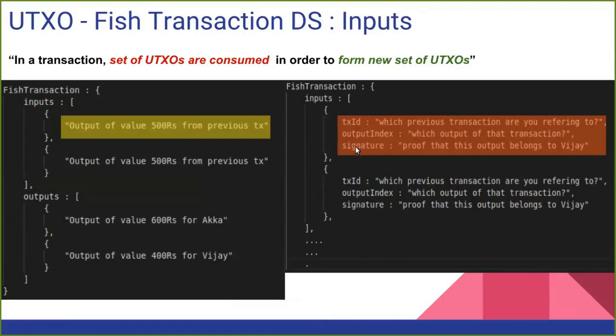Now the third property could be this: since Vijay is trying to spend this money, he has to give the proof of it. That will basically be a digital signature. He will sign the transaction with his private key, and then he will provide the digital signature here. The proof that this output belongs to Vijay has to be there.